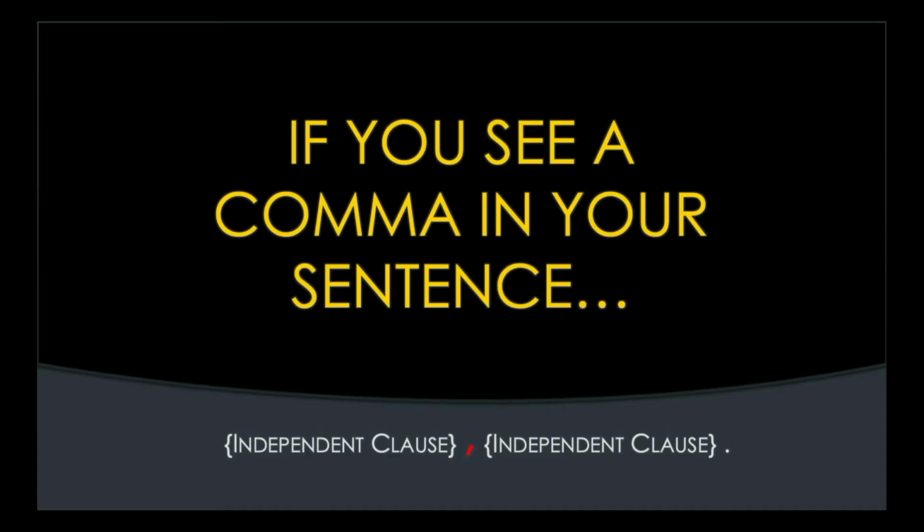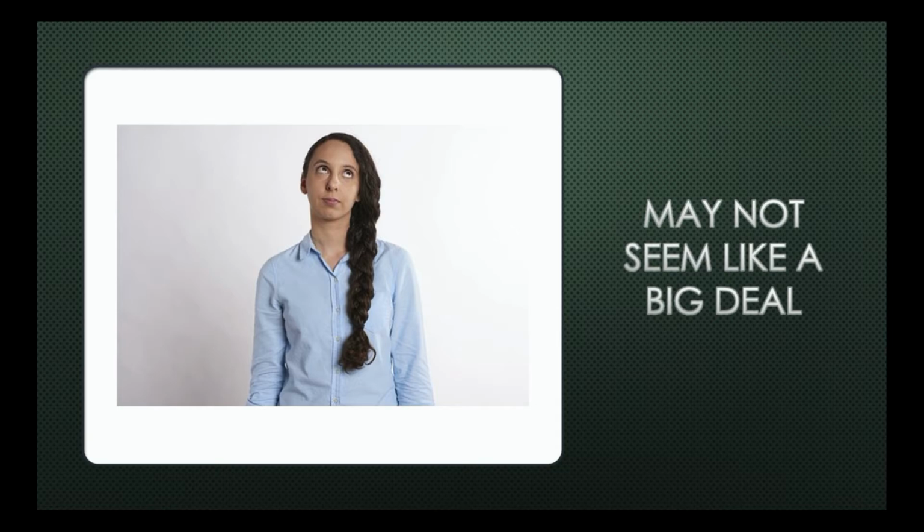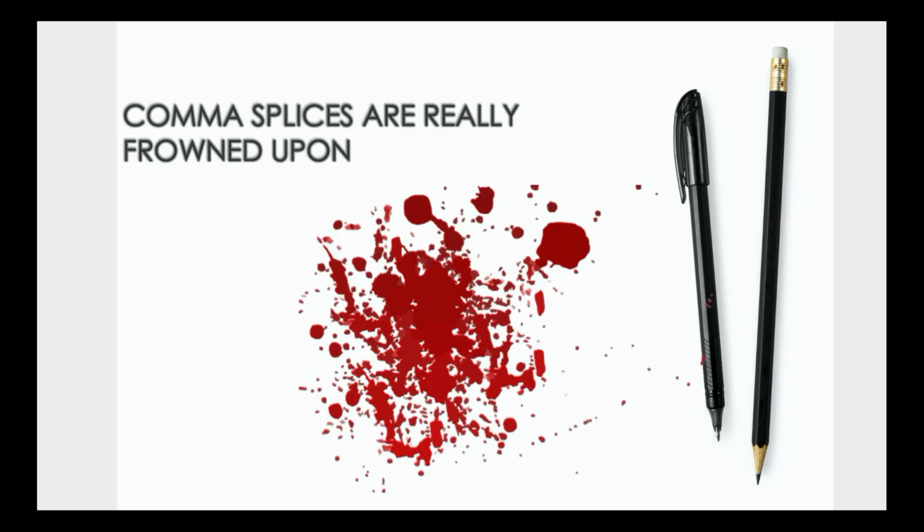If you see a comma in your sentence, you have to be sure that you don't have independent clauses on both sides without a conjunction. I know that this error may not seem like a big deal at all. Who cares, right? I get that, but still, comma splices are really frowned upon in academic writing, and the red ink will start flying if you don't correct them before you submit your essay.